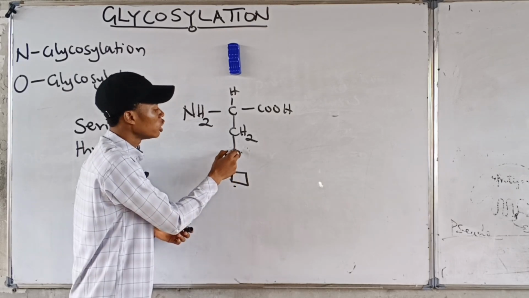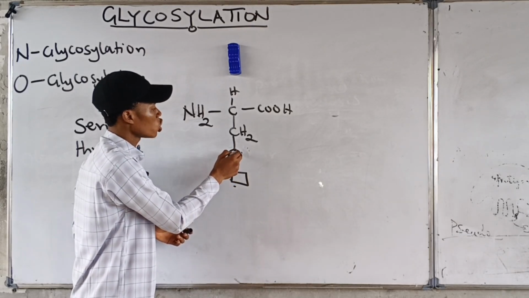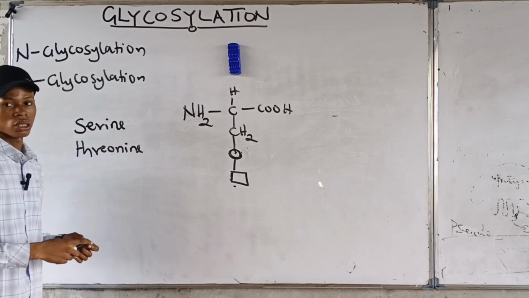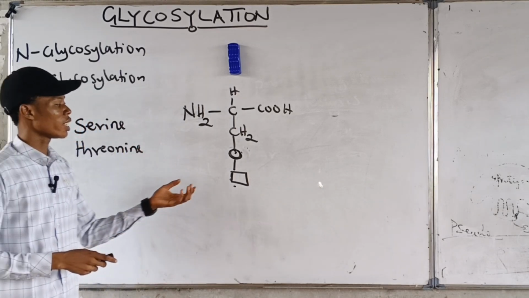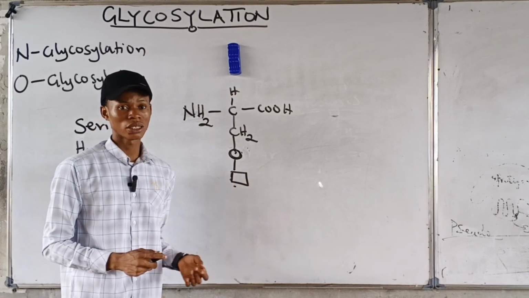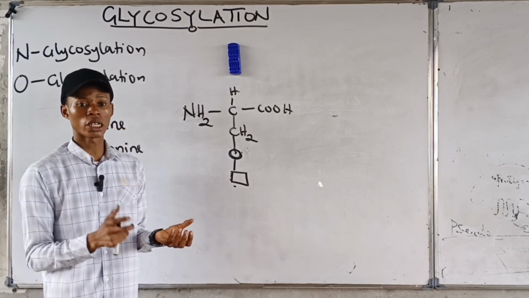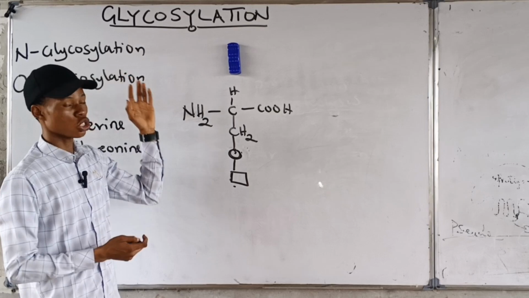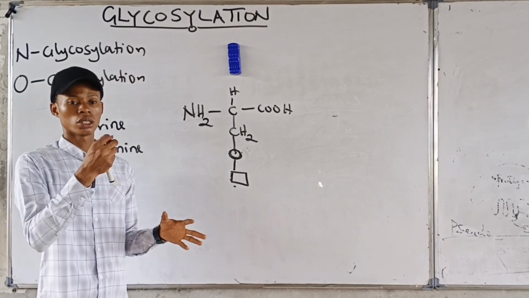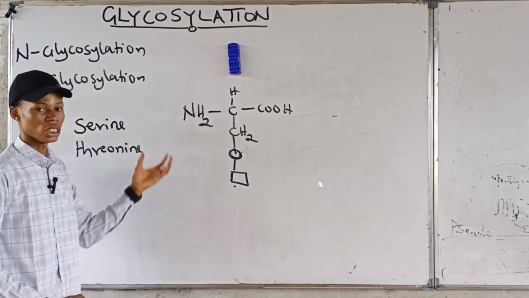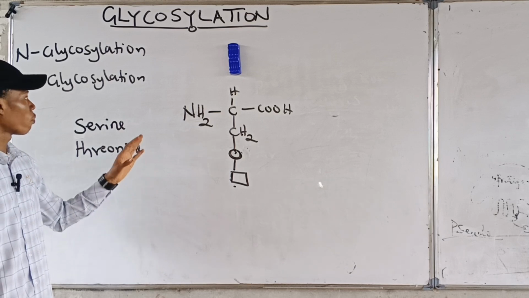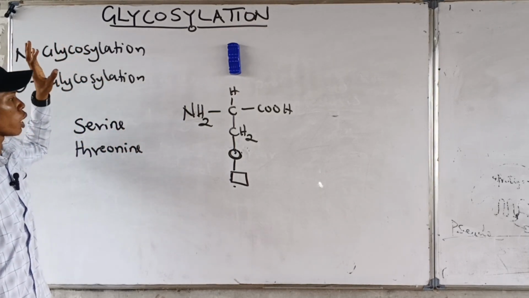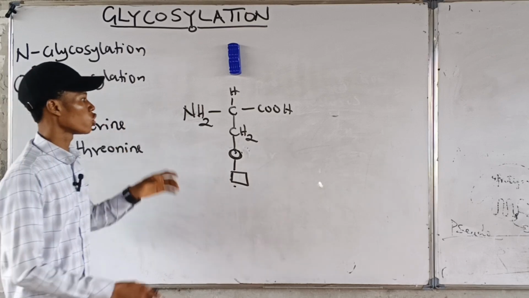I'm attaching the sugar on the oxygen of serine or threonine. And one thing you should note here is that it is not an oligosaccharide we are adding. We are attaching the sugars one after the other, stepwise addition of sugars. But in N-glycosylation, we just attach a preformed oligosaccharide on the amide nitrogen of asparagine. So basically, this is N-glycosylation and O-glycosylation.